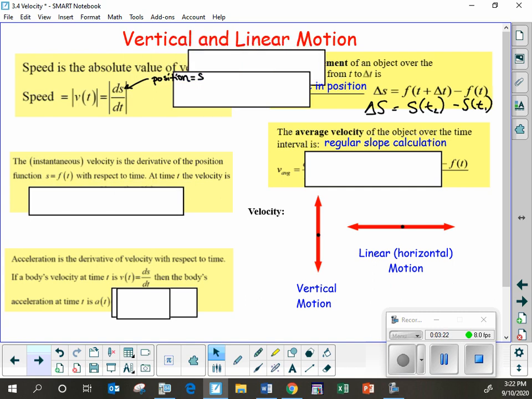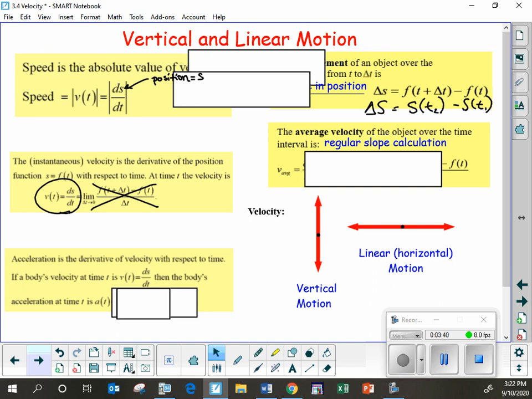Instantaneous velocity is the derivative of the position function with respect to time. At time t, the velocity is ds/dt. We know velocity is the first derivative. This is just formal definition of derivative. Probably don't need to have that.